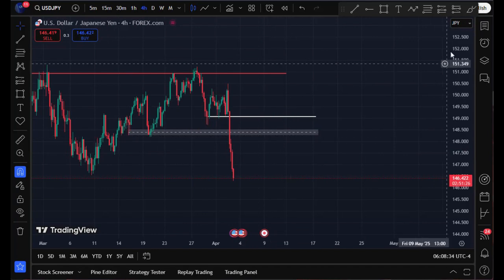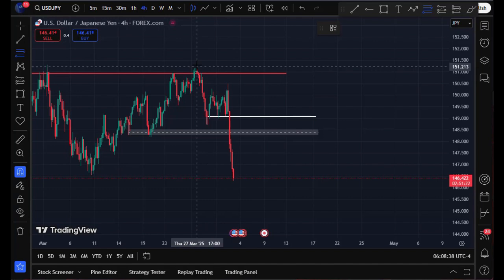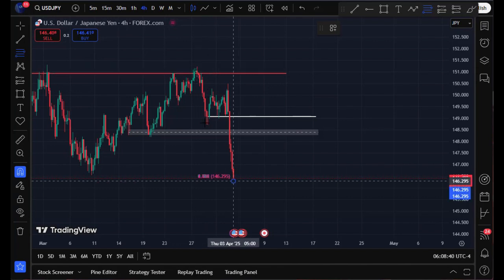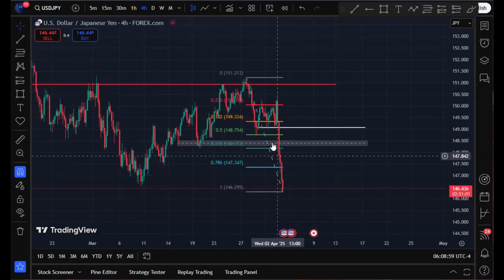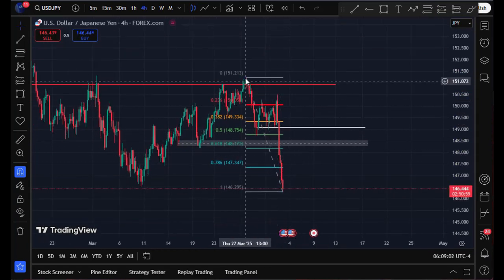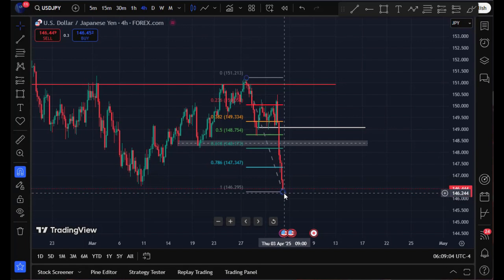If we want to refine this furthermore, we can actually use our Fibonacci tool, the Fib retracement level. We put that over here, and we extend that to this high. We can see that this current trading range is from this high to this low over here.